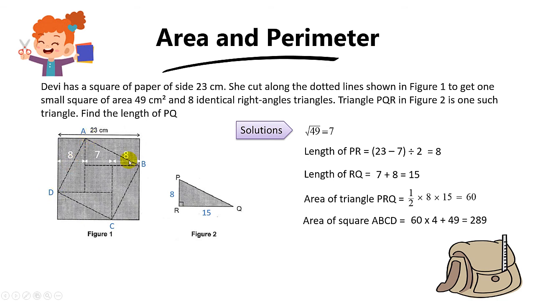Let's label this ABCD. And now to find this length over here, you simply have to square root this area. So when you press the calculator, if you square root the 289, you get 17 cm. And that will be exactly the length of PQ.